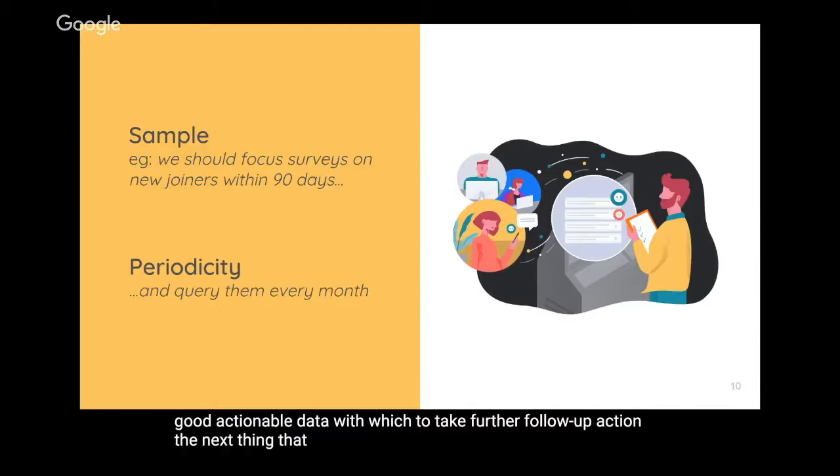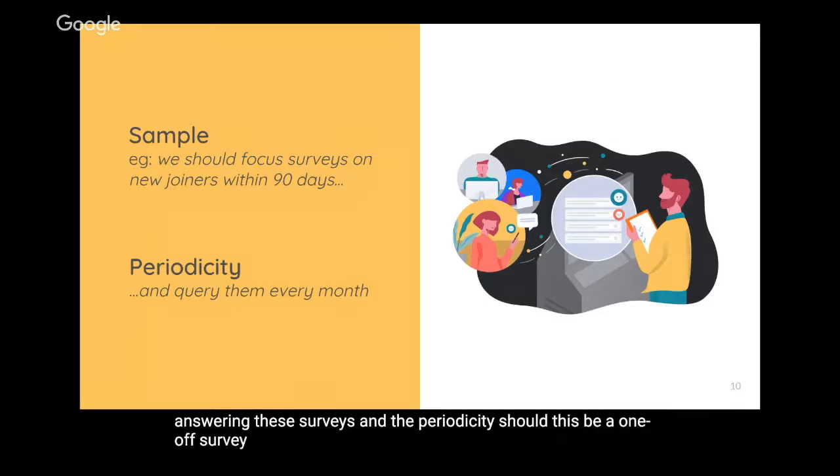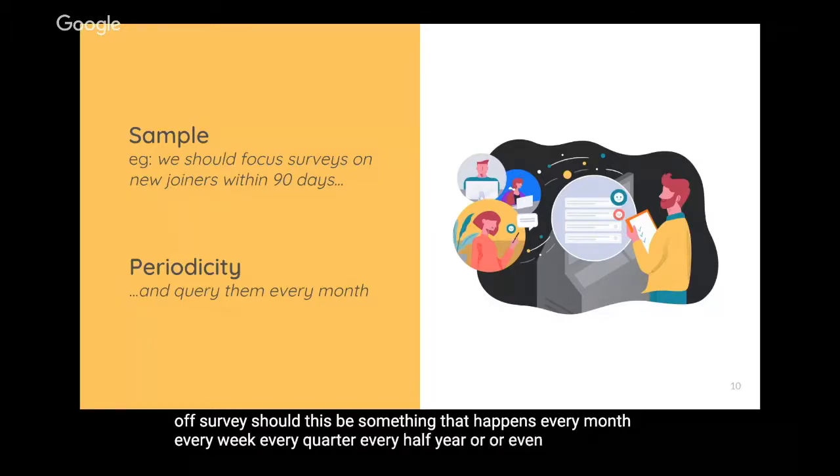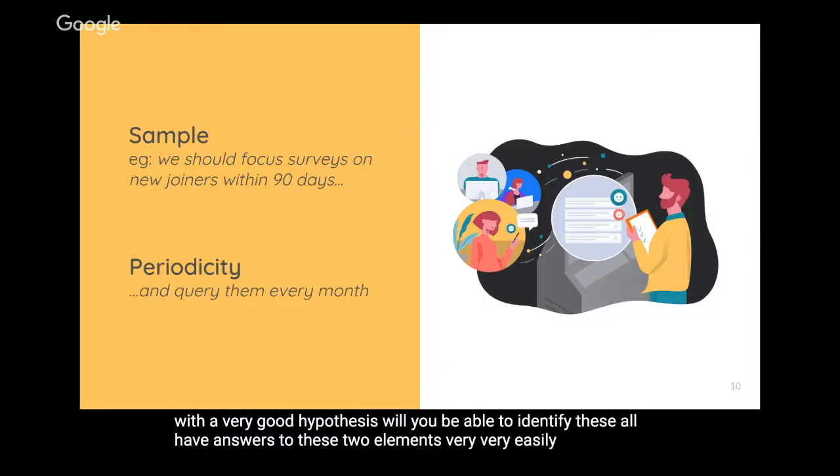The next thing that the hypothesis will allow you to do is to decide on 2 things. The sample, so who is it that actually is going to be answering these surveys, and the periodicity. Should this be a one-off survey? Should this be something that happens every month, every week, every quarter, every half year, or even annually? So only with a very good hypothesis will you be able to identify these 2 elements very, very easily.